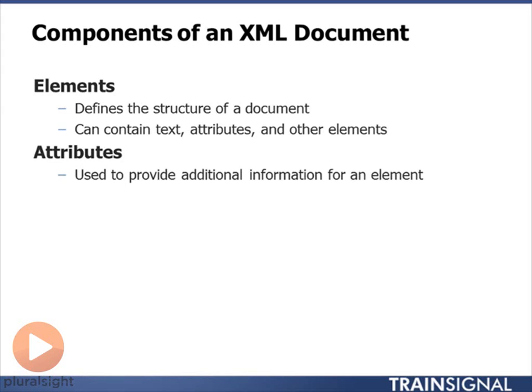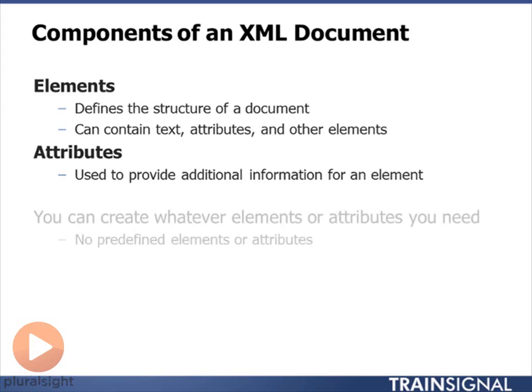Now, elements could contain text, could contain attributes, and could even contain additional elements. On the flip side, attributes are going to allow us to further describe an element. Now, the one big thing about an attribute is that an attribute is only allowed to have text data.